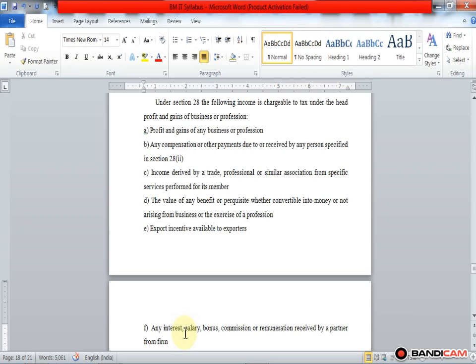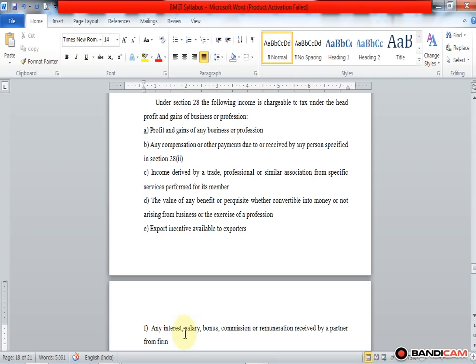Any perquisite or benefit, convertible meaning the value of the benefit whether it is converted into money or not, arising from business or profession is chargeable to tax. Fifth, export incentive available to exporters. Okay, so export incentive is also chargeable to tax. Here perquisites means facilities given to an employee or owner in kind or in cash.